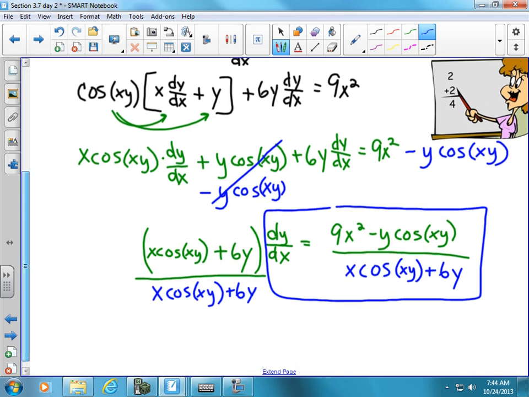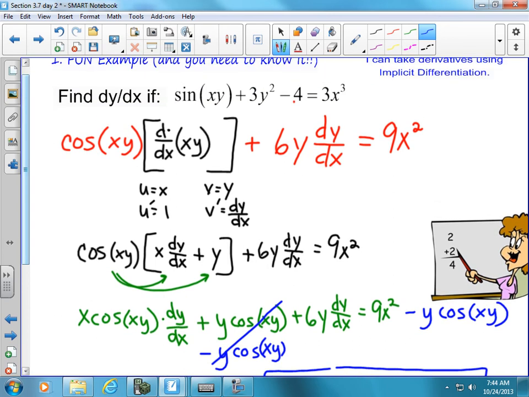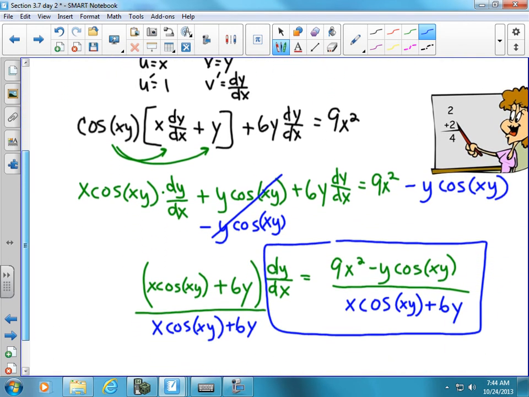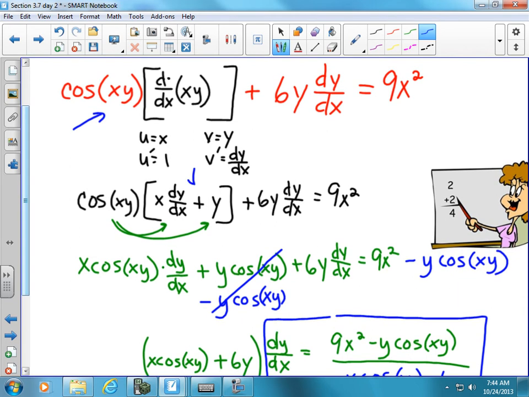All right, so same thing we've done before. Just notice when you have an xy angle, you have to multiply times the derivative of xy, which is x dy dx plus y. That's the derivative of the xy.